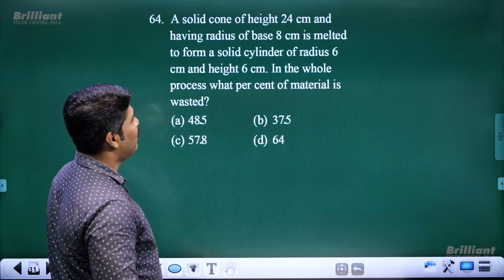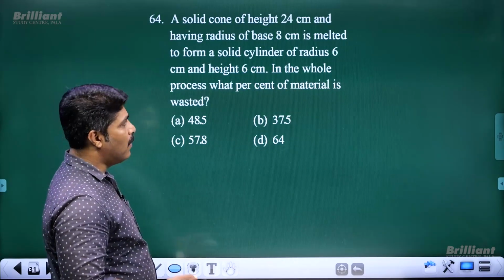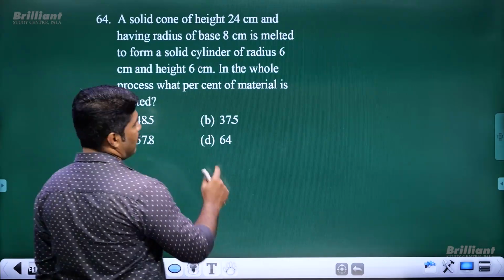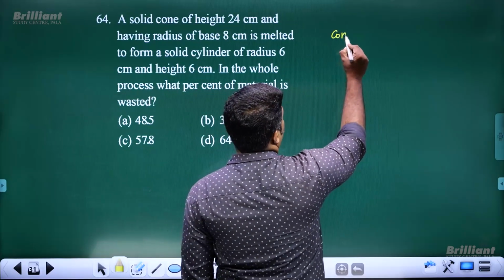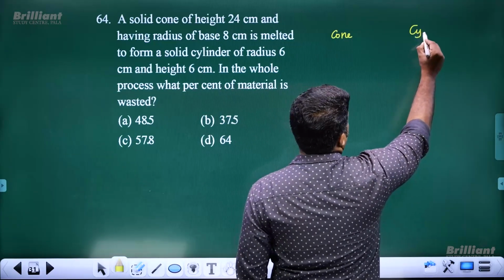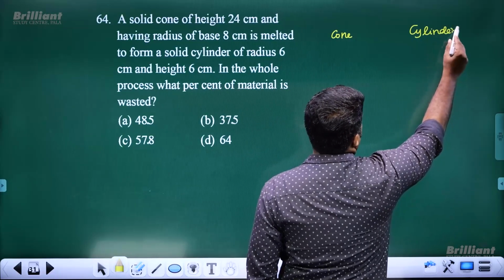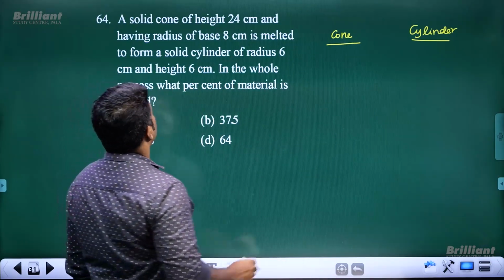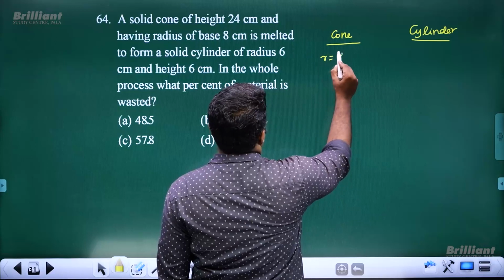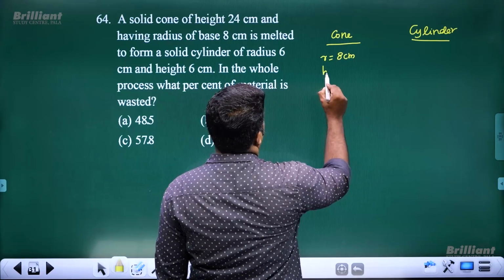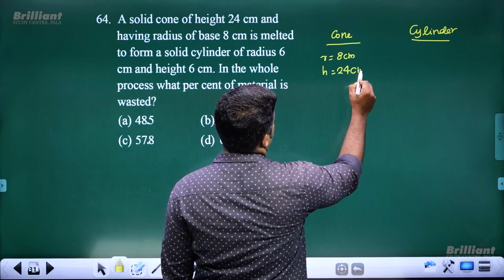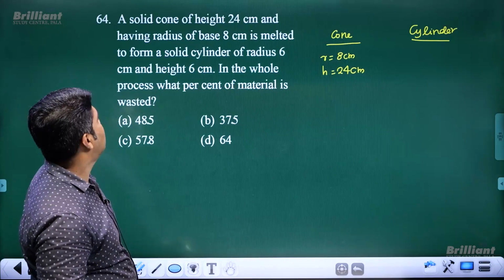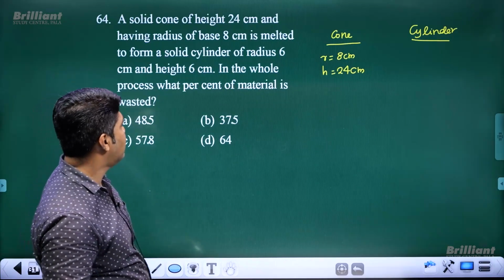So therefore, first of all, what we have to consider is that we are considering a solid cone and a cylinder. I will explain the method of how to perform the rough work for this type of question. The solid cone has a radius of 8 centimeter and a height of 24 centimeter. It forms a solid cylinder of radius 6 centimeter and height 6 centimeter.